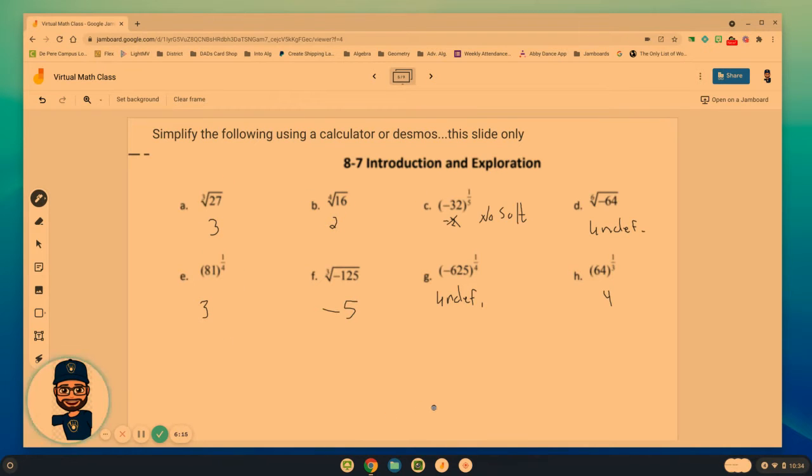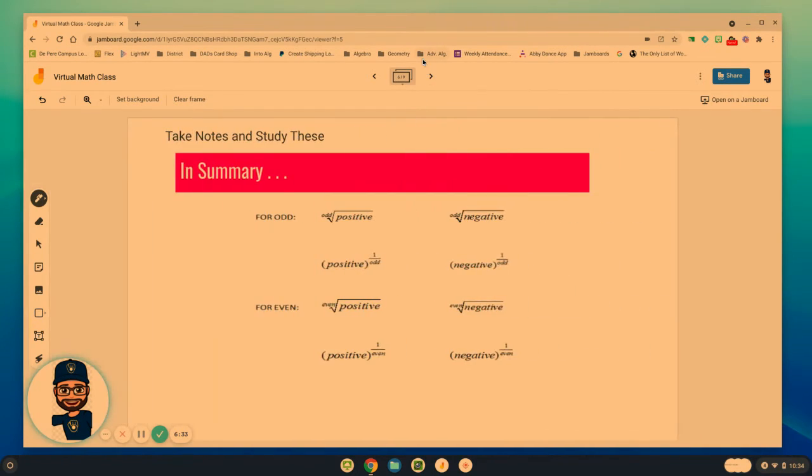A, B, E, H. They all have answers. They all have real roots. Sometimes it's 2 and sometimes it's just 1, but they all have real roots. It's when we get to these negative values that we all of a sudden have potentially undefined, or we do get 1 root, okay? And that's what we're going to summarize on this page.